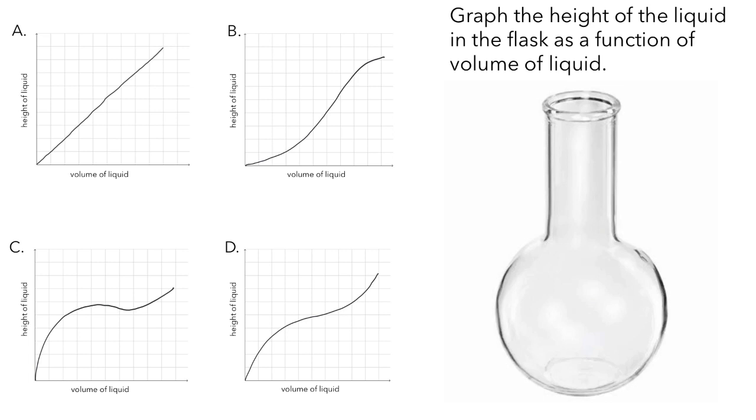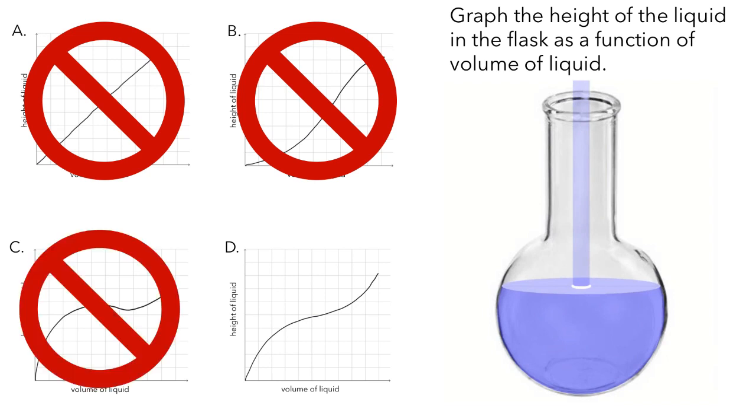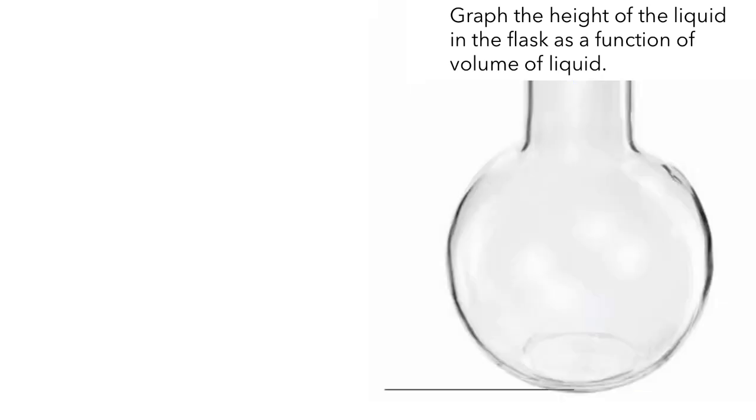I'll play the animation one more time. So which graph do you think is best? The answer is graph D. Let's think about why this is. We'll focus on how to graph height as a function of volume for the bottom half of the flask.